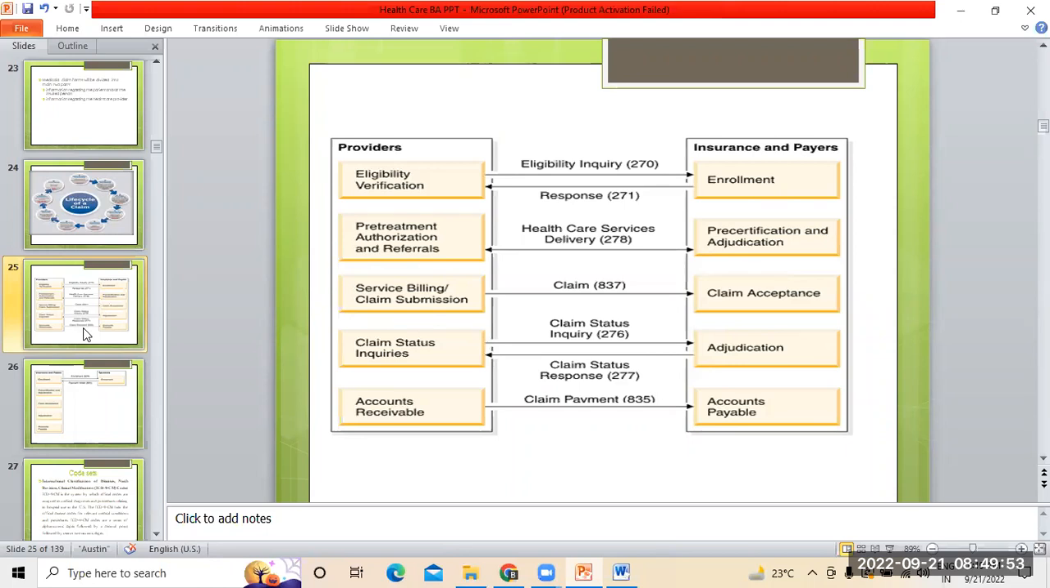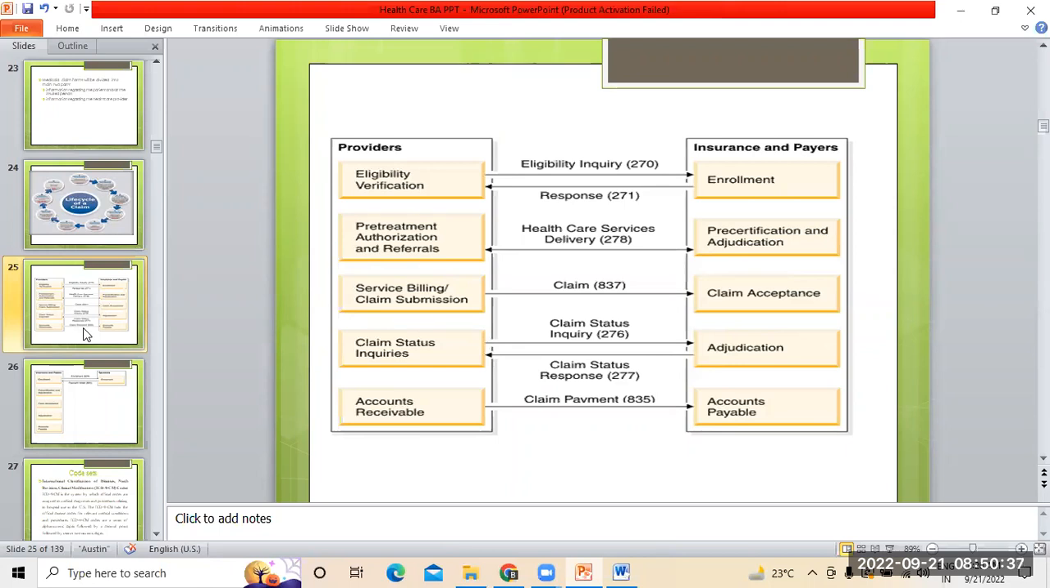The best way of understanding this is: eligibility inquiries and enrollments, you understand in one context. Second, pre-treatment authorization referrals, the second level. Third, claim related information, either a submission, or an inquiry, or a response, a status response, whatever you have received, or else the claim payments. All these come under 837, 835, 276, 277, and so on.